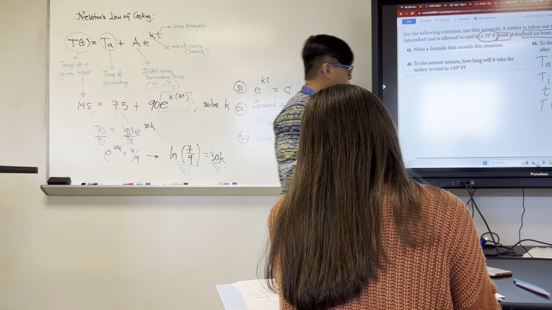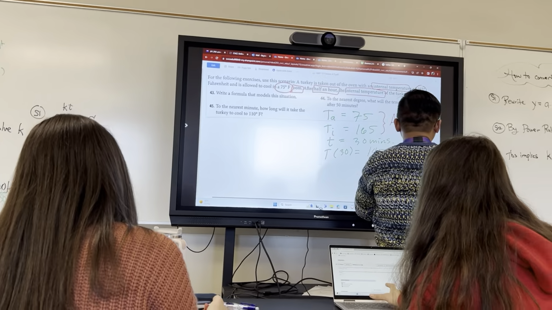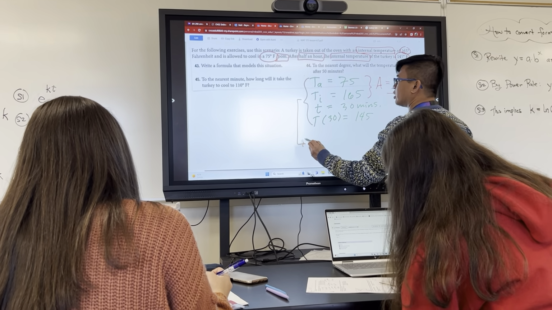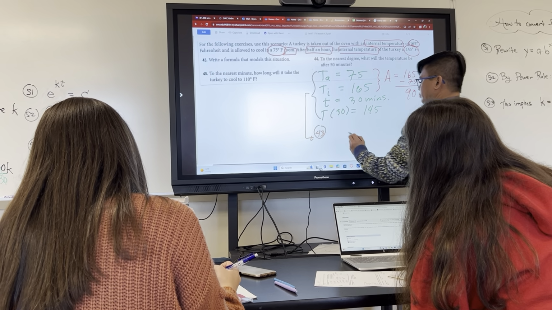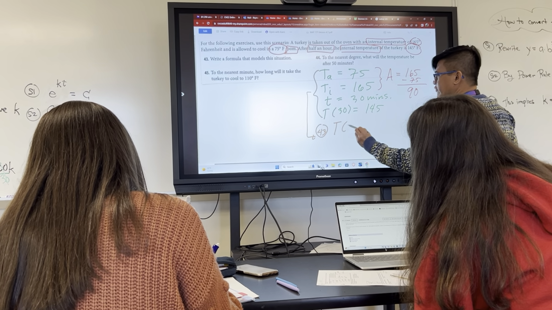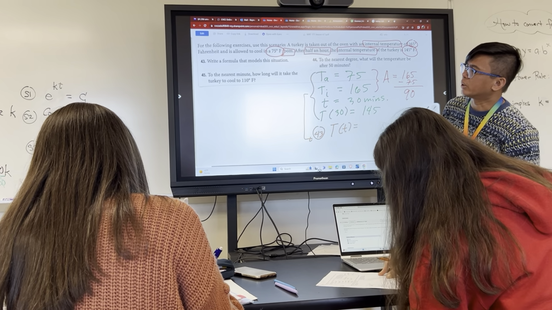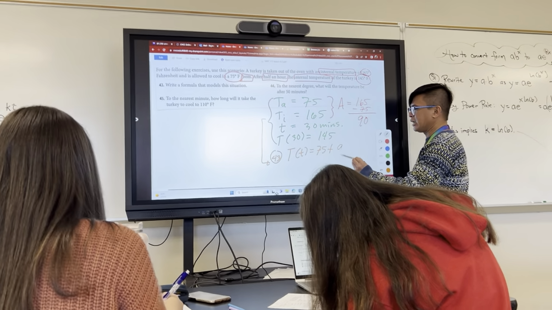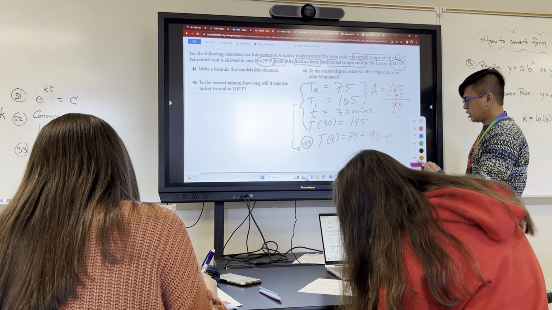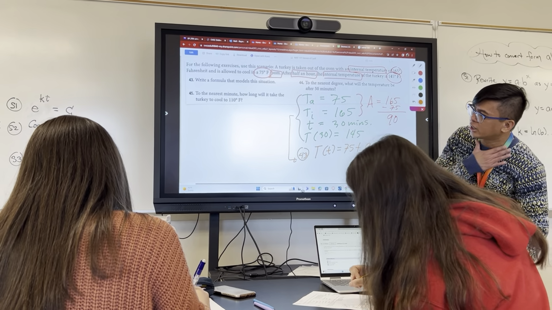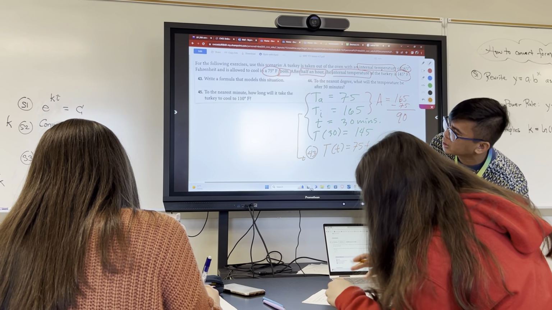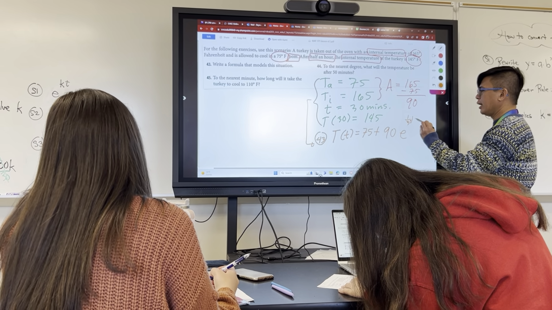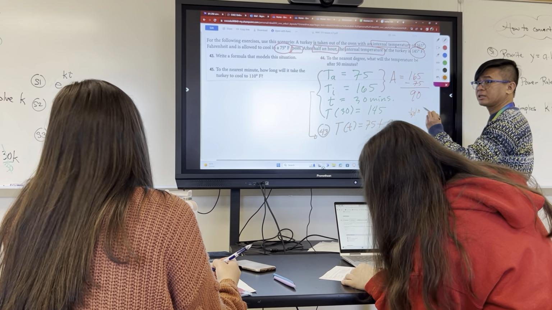So let's put it in here for number 43 as follows. So what's the formula in here? T of t is equal to, what's our surrounding temperature? 75 plus, what's our A? 90, times e to the, what's our K again in here? It is 1/30 ln 7/9.